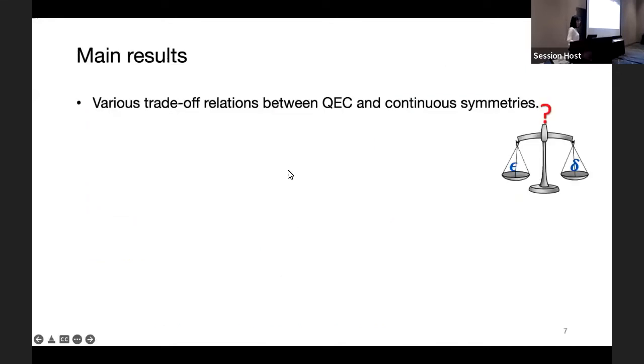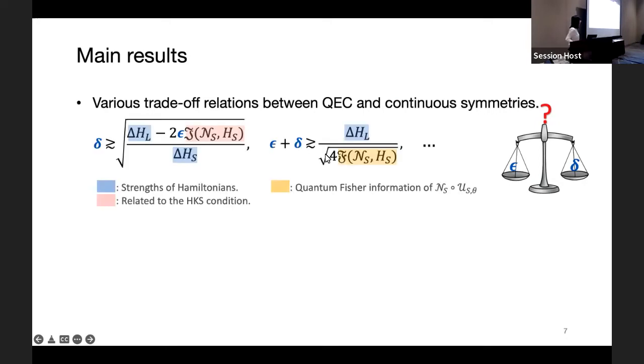So now let's state our main results. First, we derive various trade-off relations between quantum error correction and continuous symmetries. We are going to focus on these two types of trade-off relations in my talk. Here, delta HL and delta HS represent the strength of these Hamiltonians. J is a function of the noise and the physical Hamiltonian, and it is related to the HKS condition. And F here is also a function of the noise and the physical Hamiltonian, and it is related to the quantum Fisher information of this quantum channel.